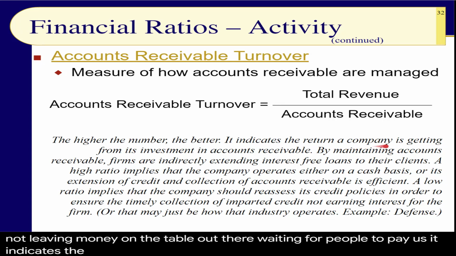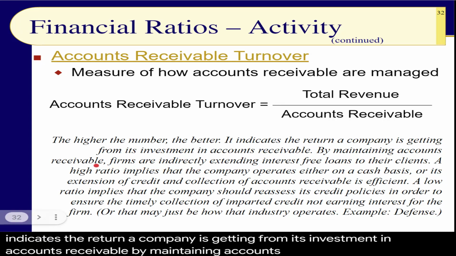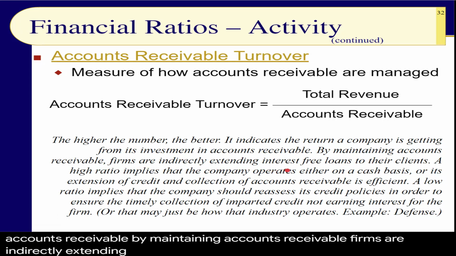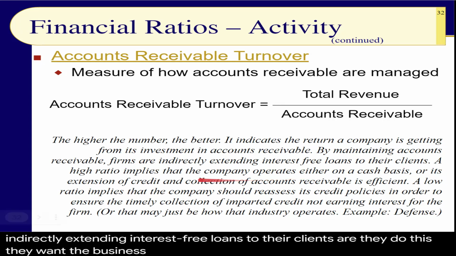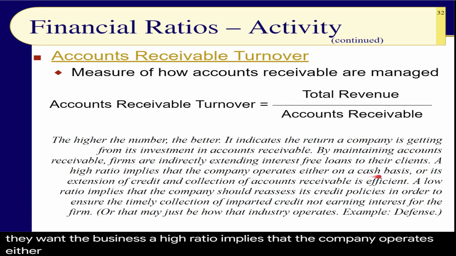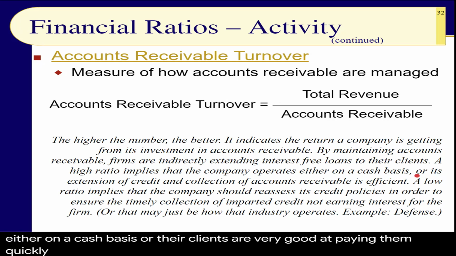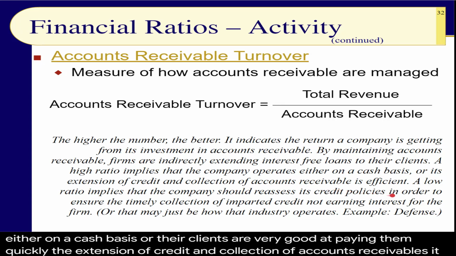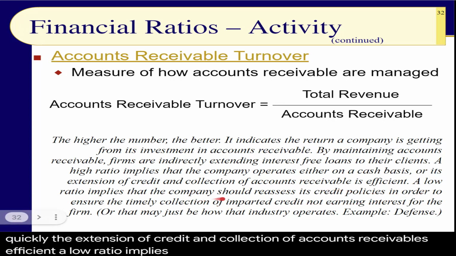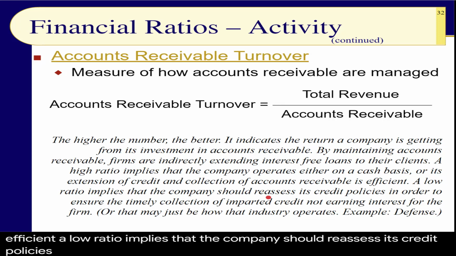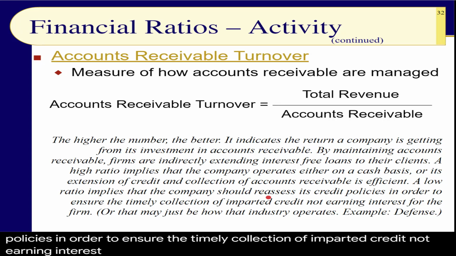It indicates the return a company is getting from its investment in accounts receivable. By maintaining accounts receivable, firms are indirectly extending interest-free loans to their clients. Now, why would they do this? They want the business. A high ratio implies that the company operates either on a cash basis or their clients are very good at paying them quickly. The extension of credit and collection of accounts receivable is efficient. A low ratio implies that the company should reassess its credit policies in order to ensure the timely collection of imparted credit, not earning interest for the firm.